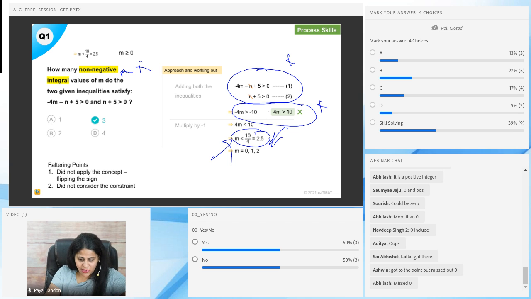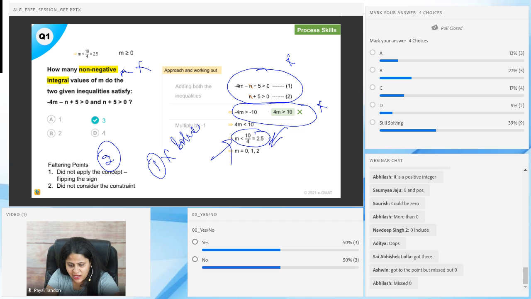Now tell me, what are the reasons? Reason number one is that you don't know how to solve it. Reason number two is that you didn't flip the sign. Reason number three is that you did not know the definition of non-negative numbers. So tell me, which reason is applicable?